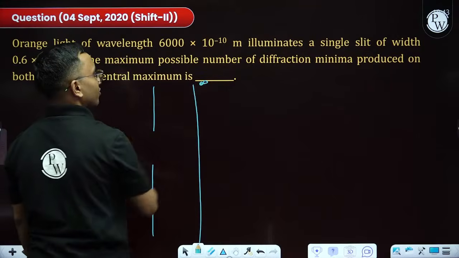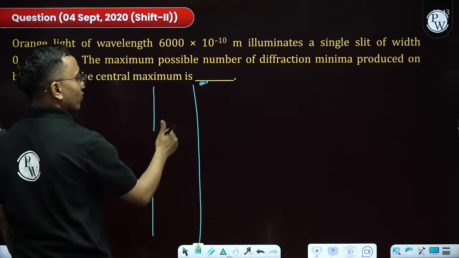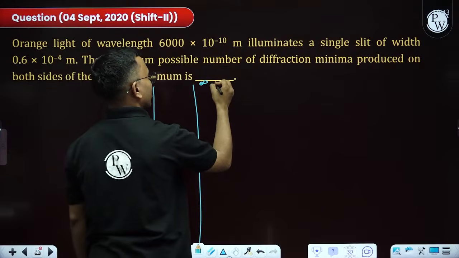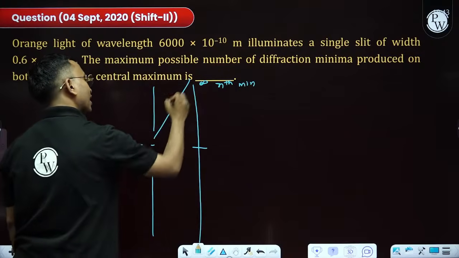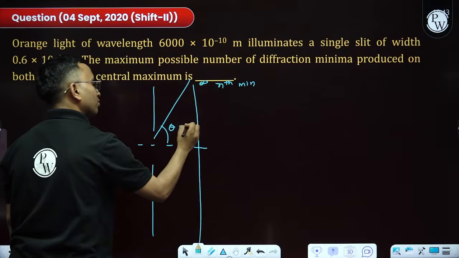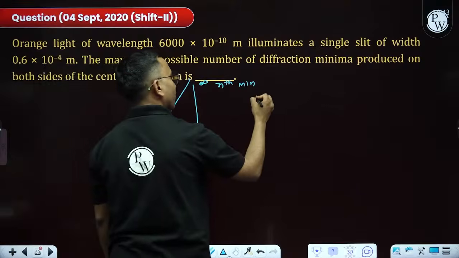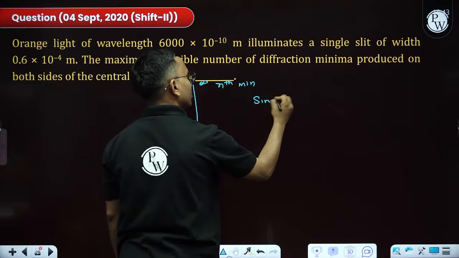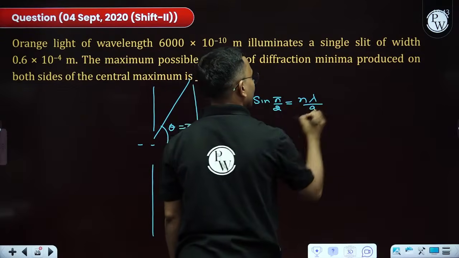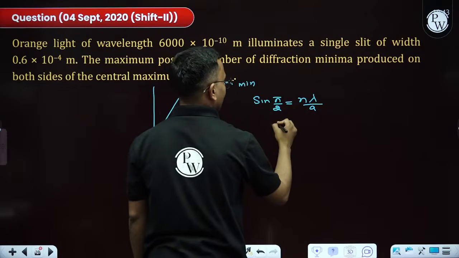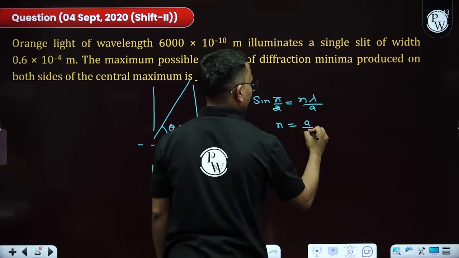Let us take at infinity the order of the minima is nth. Nth minima at infinity. At infinity, what is the angle? Pi by 2. So I will say sin pi by 2 is equal to n lambda by a. From here I will get the order as a by lambda. What is a?